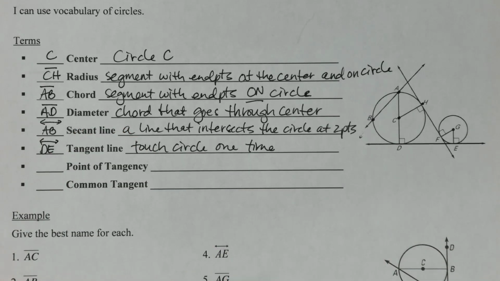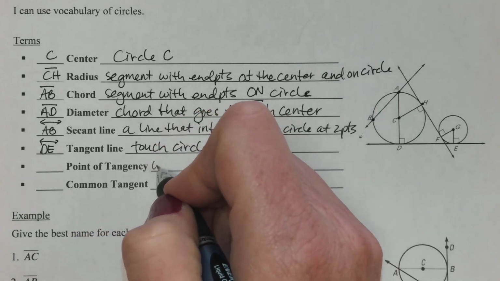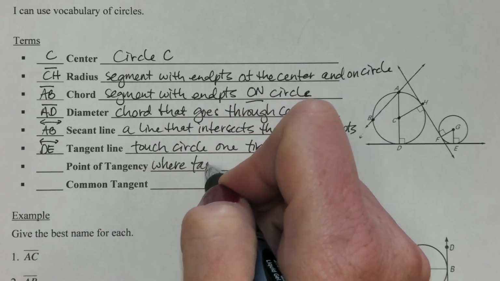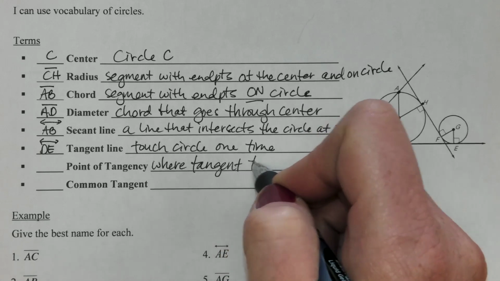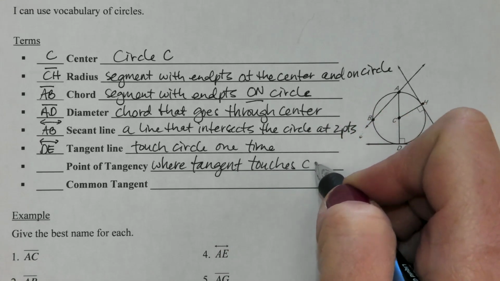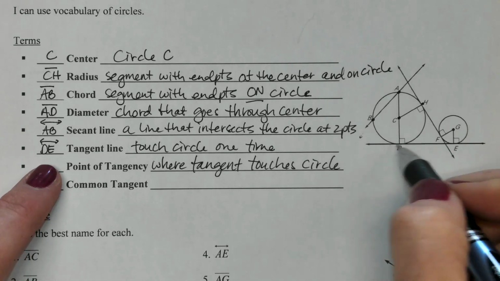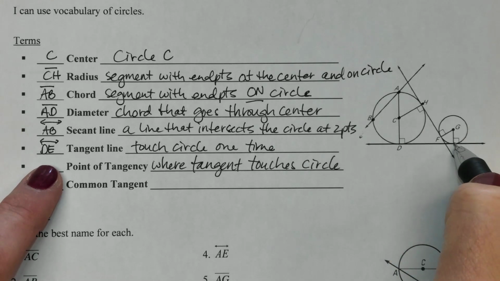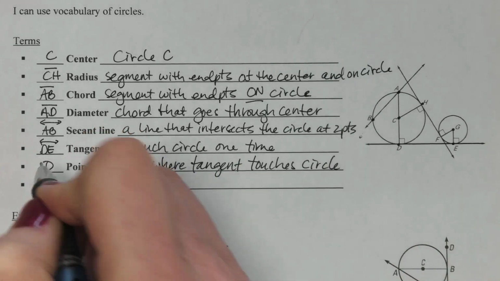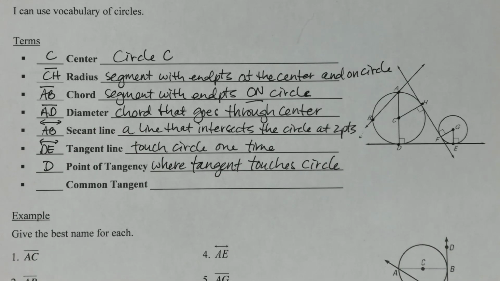Next up is point of tangency. It's just where the tangent touches the circle. So where the tangent and the circle meet. So for that example that I just used with DE, that could be either D or E. That is the point where the tangent touches the circle. I'll just pick D for an example.